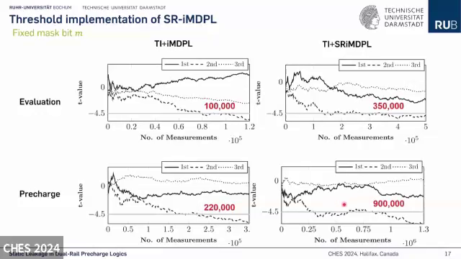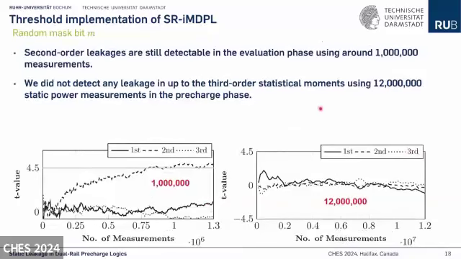in the pre-charge phase. This slide shows the results of the threshold implementation of SR-IMDPL when its single-bit mask is random. I mean, the mask bit is not fixed and it changes randomly. The left image shows a second-order data dependency in the evaluation phase with around 1 million samples. However, in the pre-charge phase, we didn't detect any data dependency up to the third order of statistical moments with 12 million samples based on the t-test.